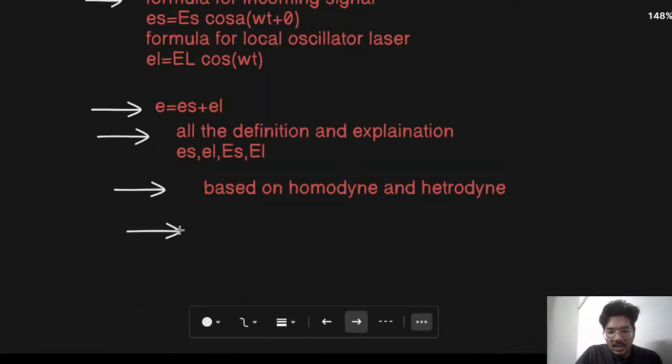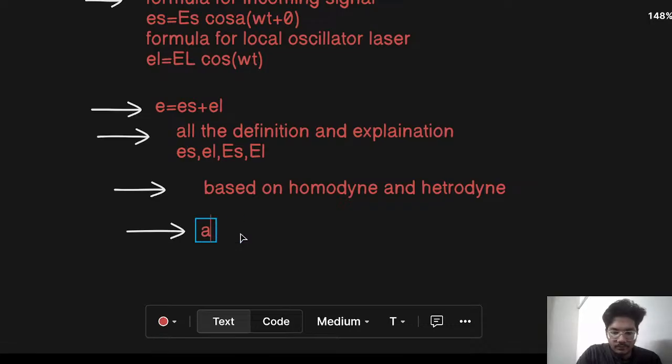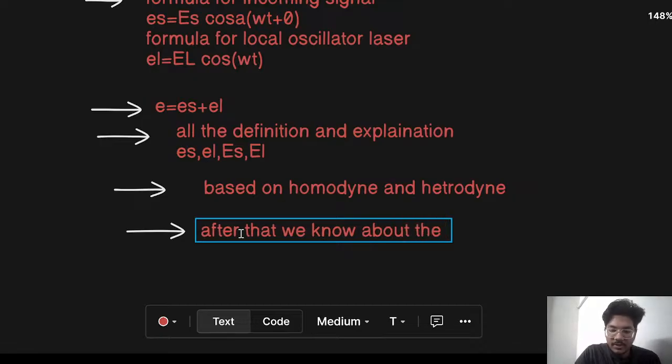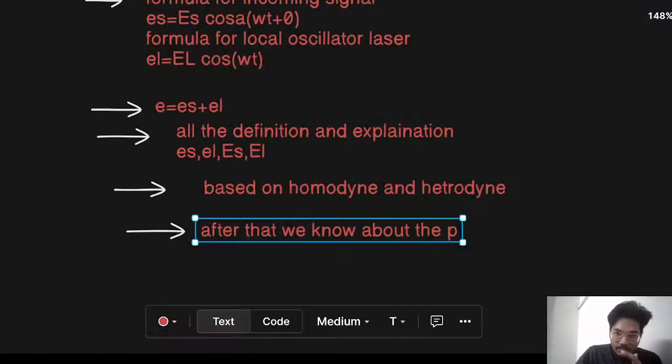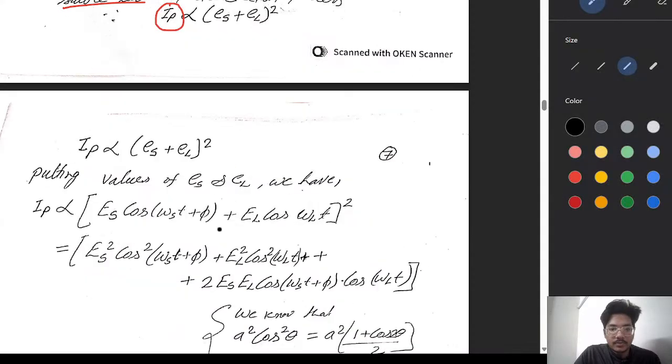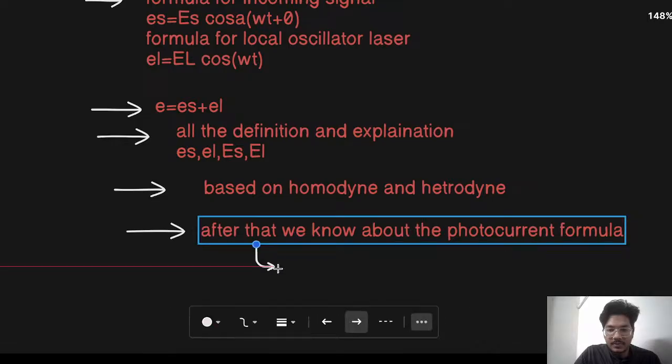After that, we know about the photodiode current. The optical detector produces a photocurrent, so we have to know about the photocurrent formula. Proportionality, then the derivation happens.